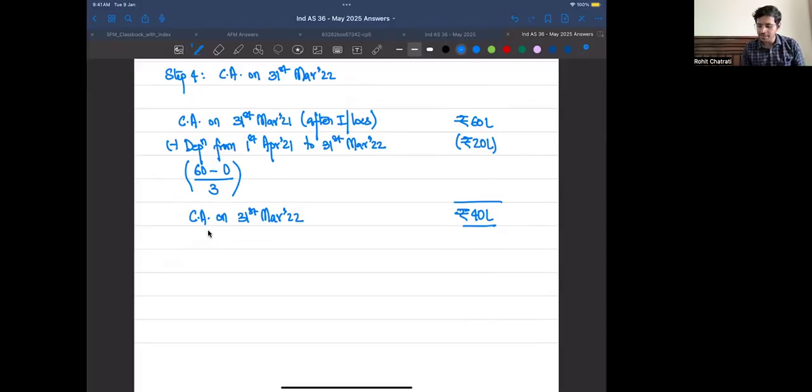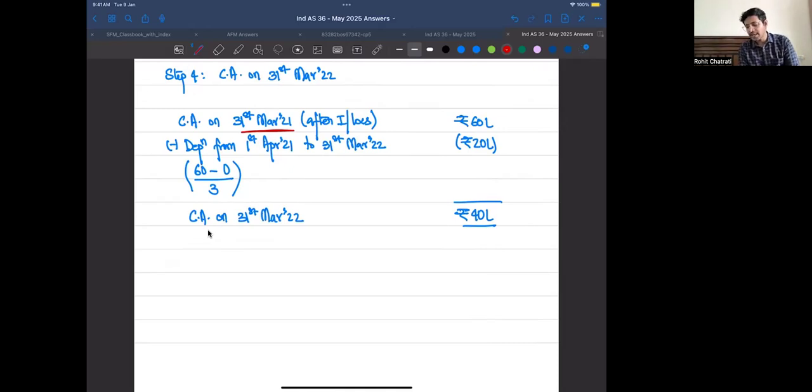Carrying amount on 1st April 21 is the same as carrying amount on 31st of March 21, which is equal to 60 lakhs. On 1st of April 21, the remaining useful life was 3 years. Therefore, depreciation is calculated as carrying amount less salvage value, the whole divided by remaining useful life, and we calculated the depreciation as 20 lakh rupees.